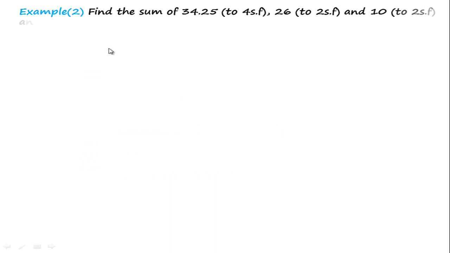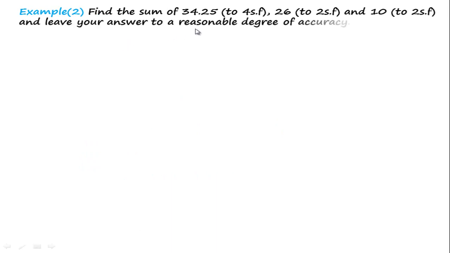Find the sum of 34.25 to first significant figure. This is the first significant figure, and 26, which is 2 significant figures, and then 10, which is 2 significant figures, and leave your answer to a reasonable degree of accuracy. When you say reasonable degree of accuracy, you see the lowest number that is very close to the actual measurement number. Are you following? Let's move on. Now the solution.